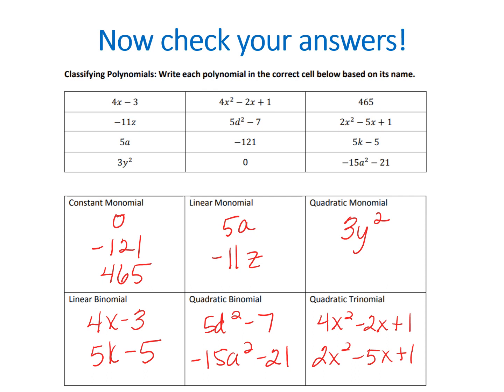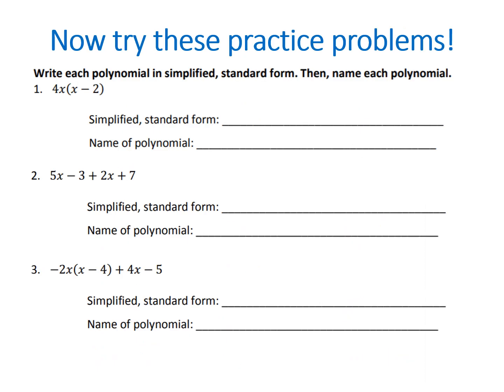Okay, I'm going to move on to the next slide. For these three practice problems, you're going to need to simplify the polynomial, write it in standard form, and then name the polynomial, once again using two words, the first word being either constant, linear, or quadratic, and the second word being monomial, binomial, or trinomial.